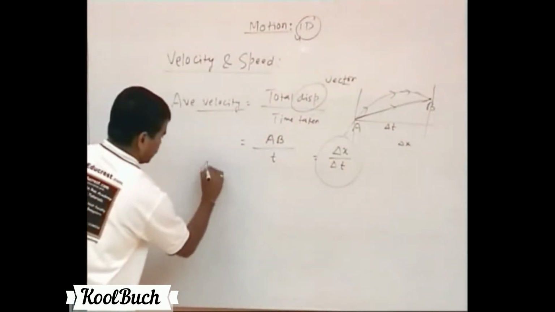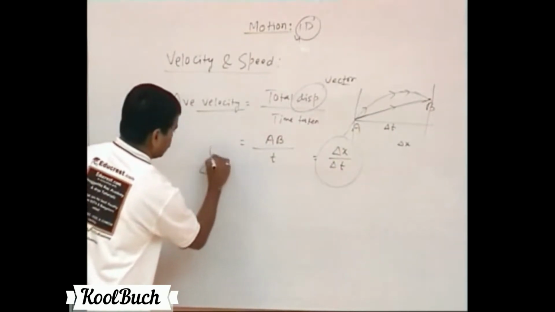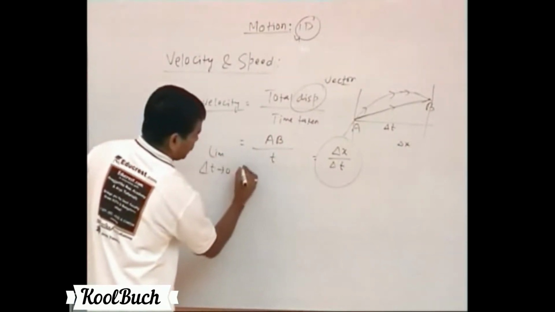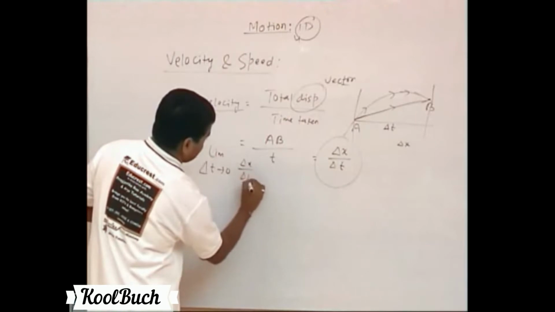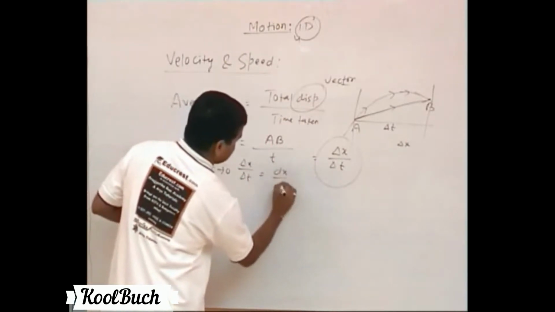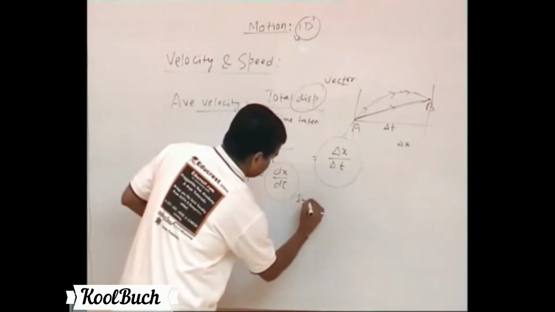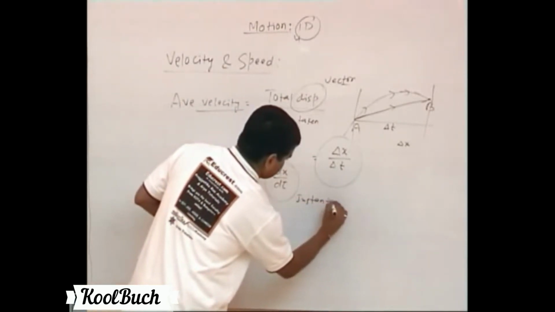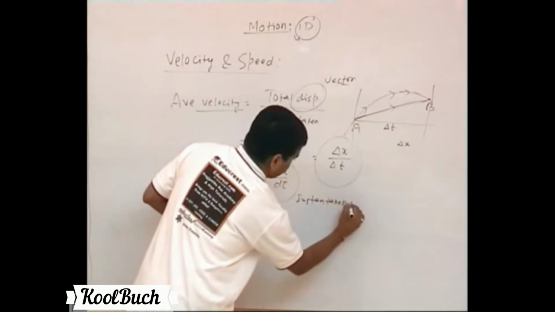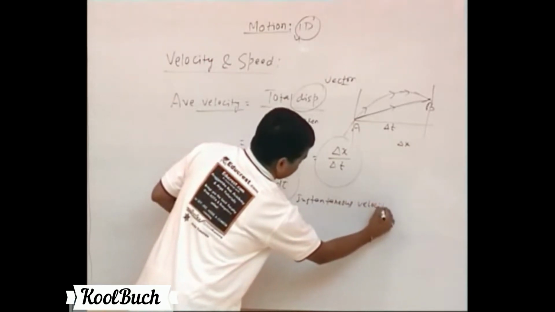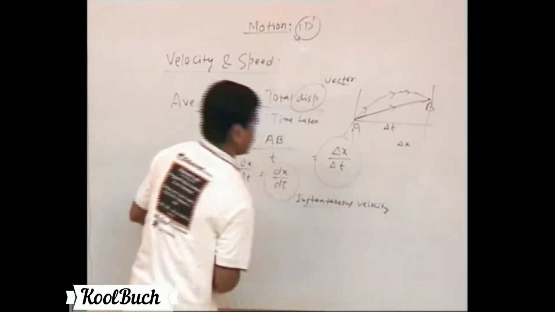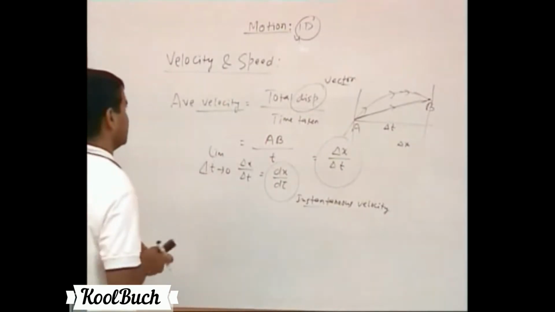But when delta t tends to 0, the limit of delta x by delta t becomes dx by dt, and this gives us instantaneous velocity.